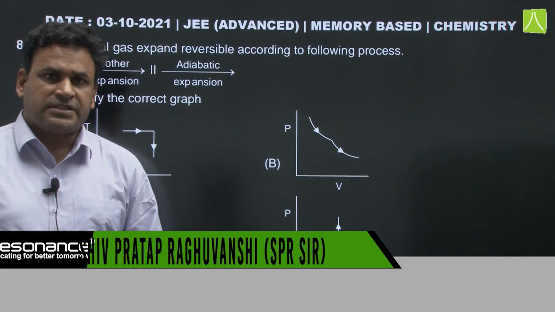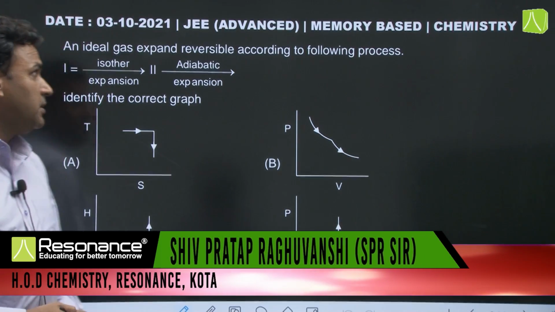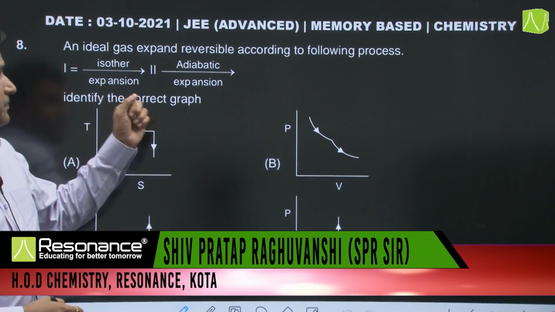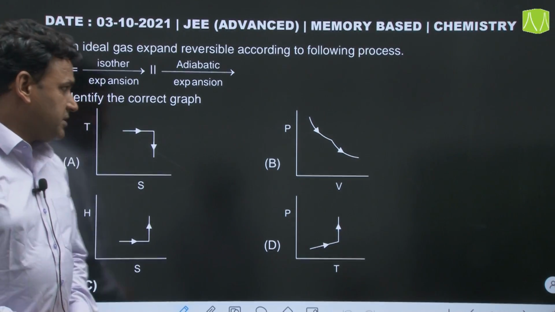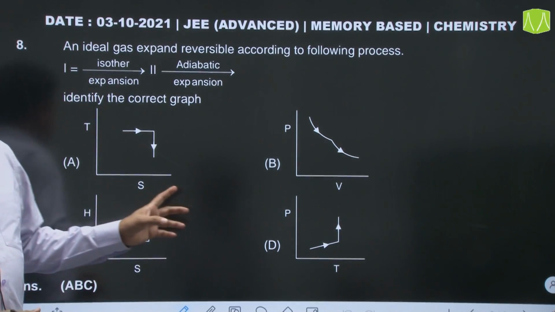Hello students, in this session I will be discussing 3 questions of JEE Advanced 2021. These questions are from physical chemistry. Out of these 3 questions, the first question is from thermodynamics.